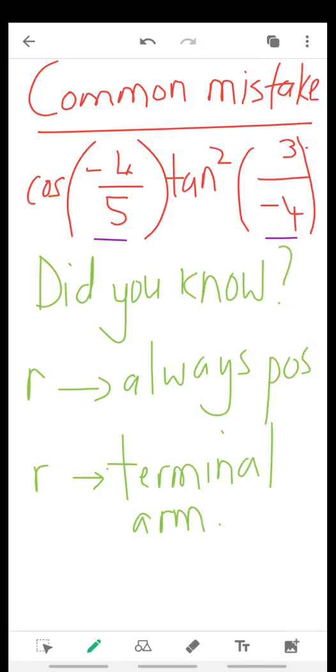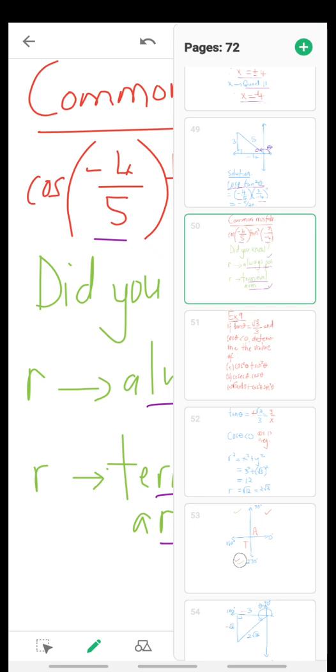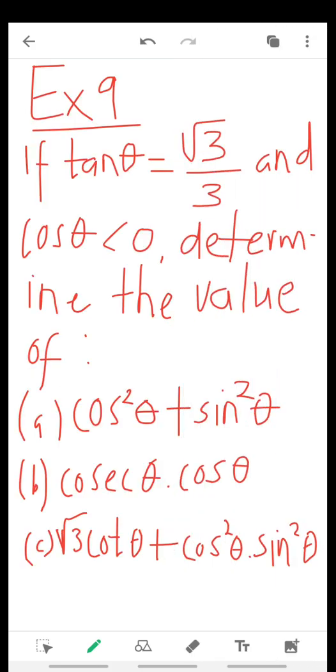Now, did you know that r is always positive? Yes, we know. Did you know that r is called the terminal arm? Yes, we know. Okay. Now, good. Example 9. Example 9, same problems, but I want you to try it. Pause the video and try example 9.